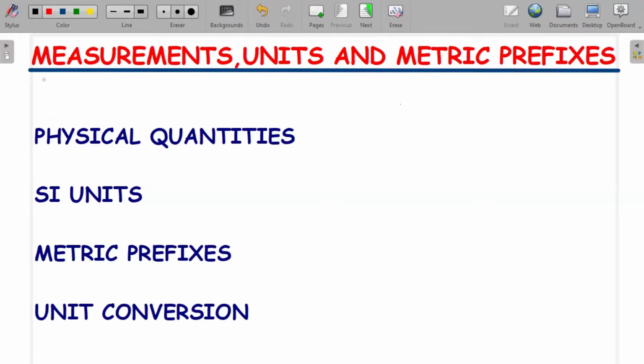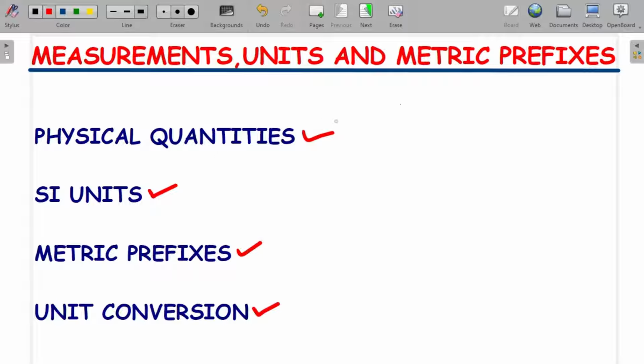So focus on what we call physical quantities. We'll talk about SI units, the metric prefixes themselves, but also we're going to conclude with the unit conversions. Then we'll look at some tutorial questions that I've included from your past papers so that we can be up to date with today's knowledge.